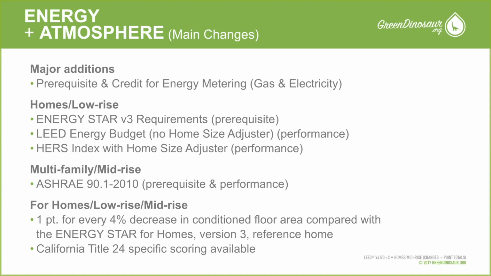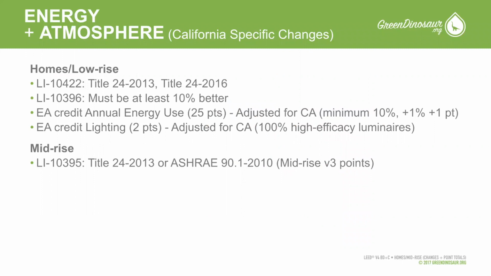We've recently learned that you can use California Title 24 for energy performance calculations, and we'll see this next. For California specific changes and the use of Title 24, for homes and low-rise, you can use Title 24 2013 or 2016, although a point scale has not been developed for 2016 yet. For 2013, the performance must be at least 10% better, and you get 1 extra point for 1% increase.